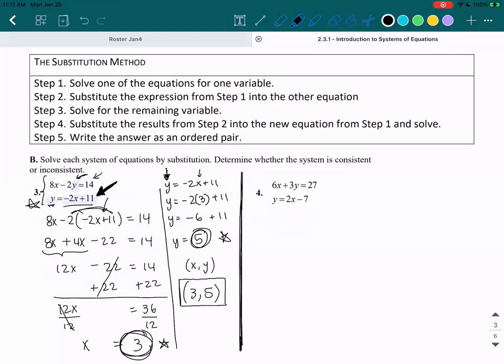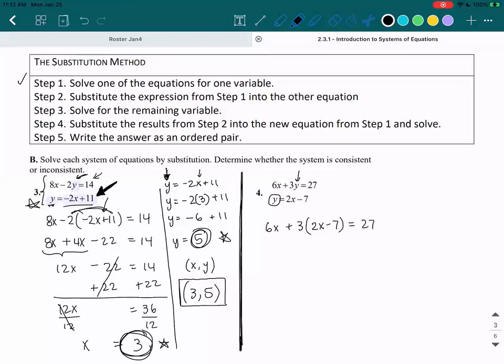Step 1 says solve one of the equations for one variable. Oh look, it's already solved. So step 1 is done. Step 2, substitute the expression from step 1 into the other equation. All right, so since this is a y equals, I'm going to put it into where the y is. So I'm going to write 6x plus 3. Oh, it says y? I'm not writing y anymore. I'm writing 2x minus 7. And then it's equal to 27.